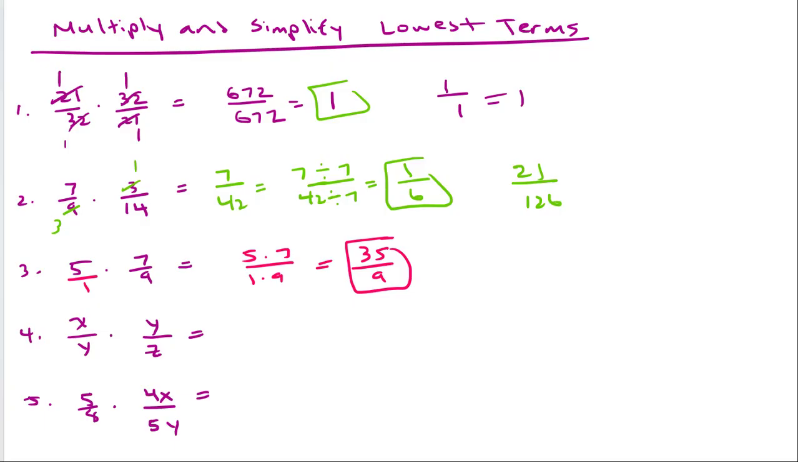All right, this next one here, I'm going to do the same thing. Notice that we have a y here and a y here, so we can cross those out. And I have x over z. Or again, I can do xy over yz, and then cancel out that way, and we get x over z. Okay.